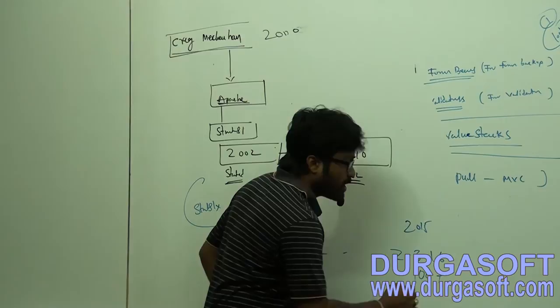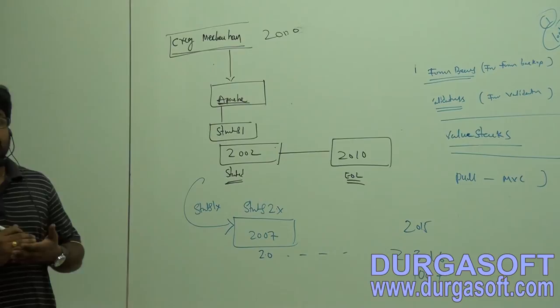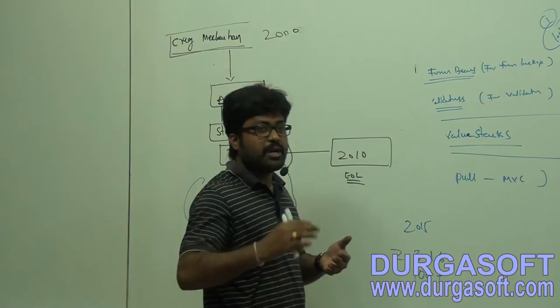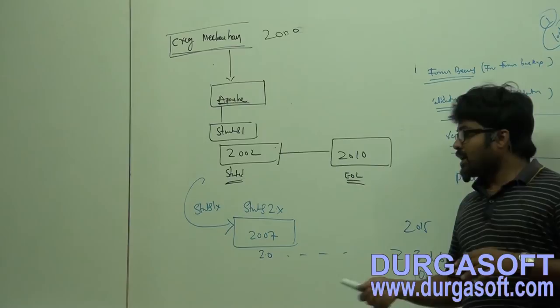From 2007 to date, 2015, we have 100 plus releases. They give 100 plus releases. Every month they release one or two releases. They are updating and releasing. Still there are some bugs. That's why they are updating the Struts 2 framework.